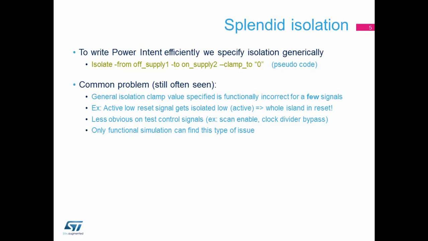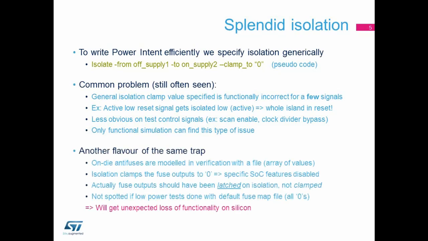It's perhaps less obvious when you start to deal with things like test signals, where the test control might be clamped to the wrong value because of some generic clamping strategy, and that then creates an unexpected result during verification. And you can only find this sort of problem through functional simulation.